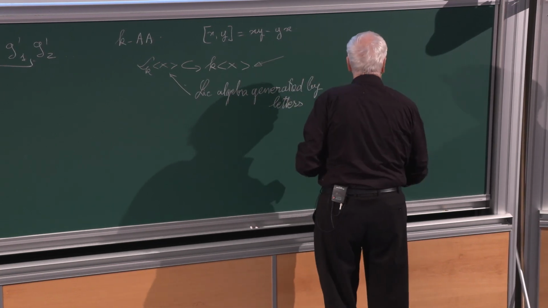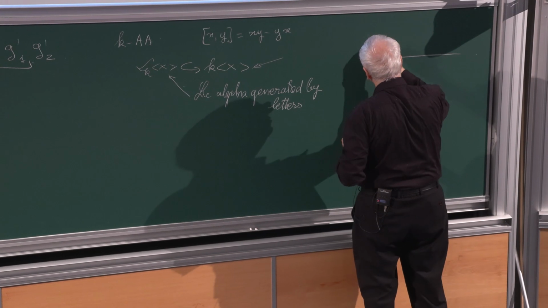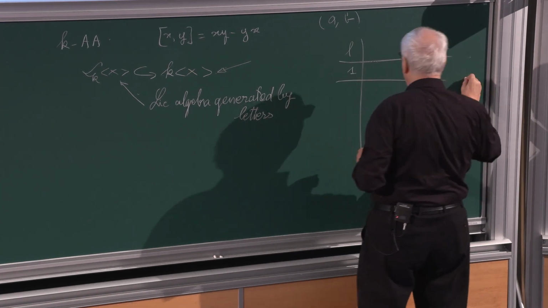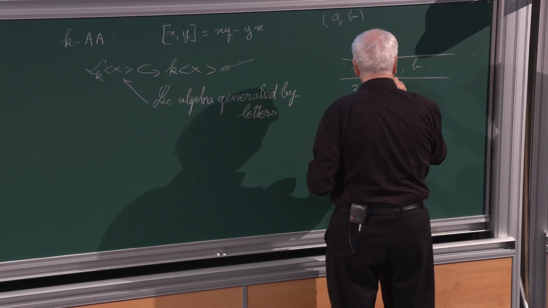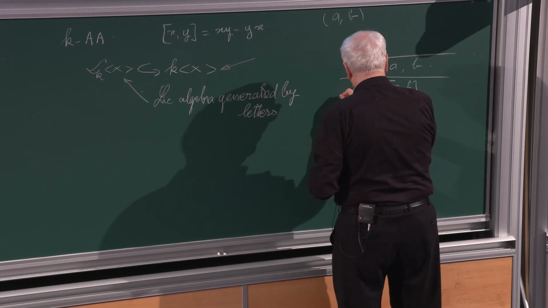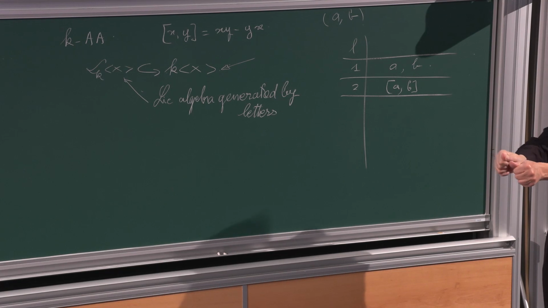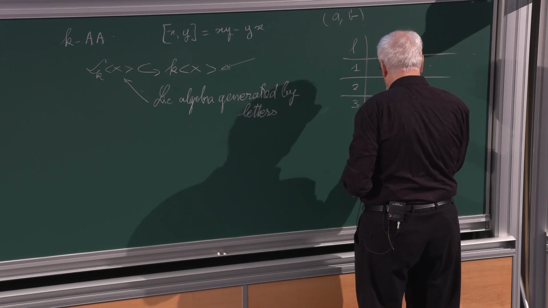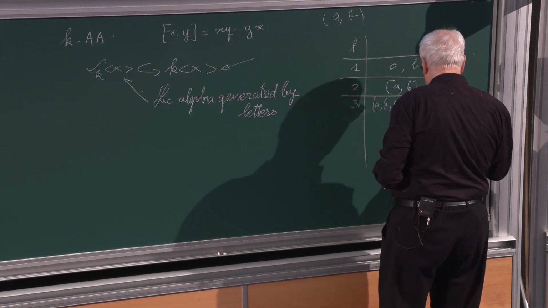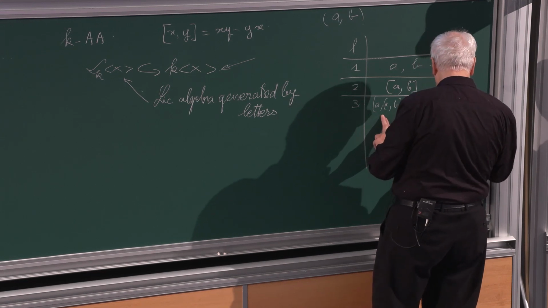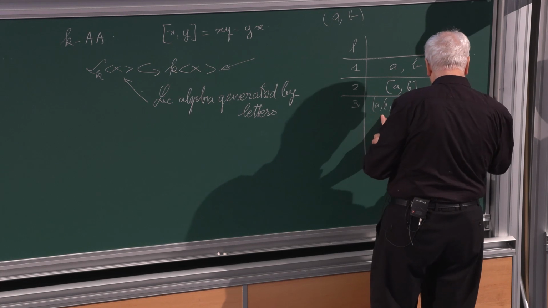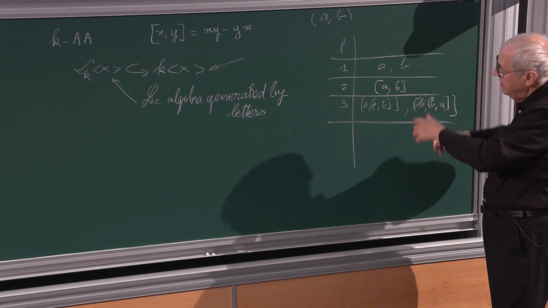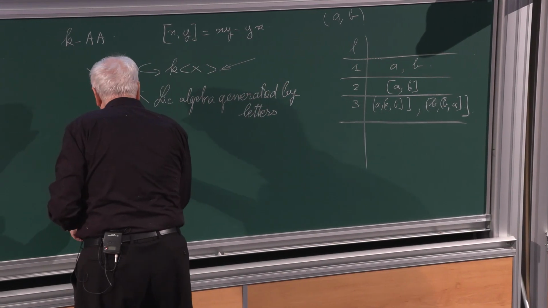So if you have the length gradation by total length, for example, if you have A, B, two letters, you have length one, you have A and B, and length two, you have [A, B], because the only other commutator is minus this one, and after you have [A,[A,B]], [B,[A,B]], and that's all, because they are indexed, if this is a basis, by Lyndon words. It was mentioned yesterday.